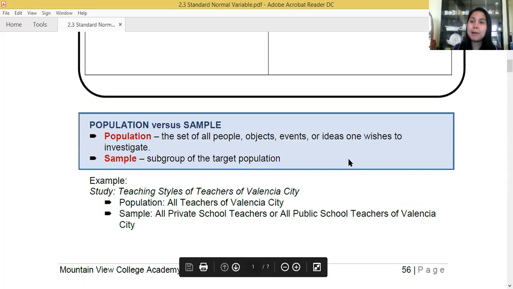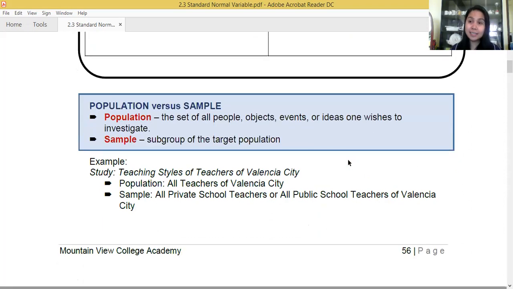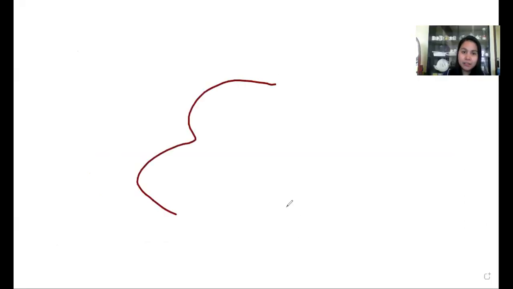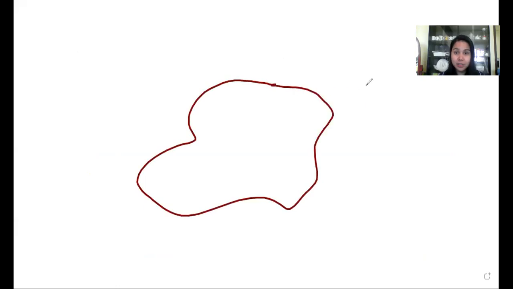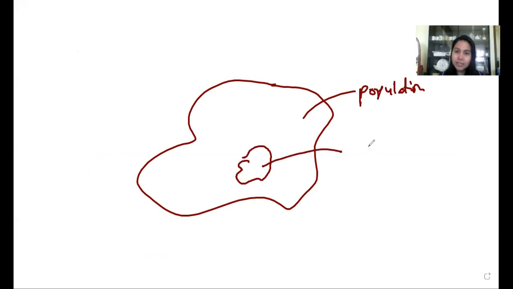Now let's start by differentiating population and sample. What is a population? A population is the set of all. We say the word is all. That's the key word. Of all people, all objects, all events, and all ideas, while a sample is a subgroup of a target population. Let me illustrate it this way. If this is your population, that's the whole thing, then we get only a part, then this is called sample.